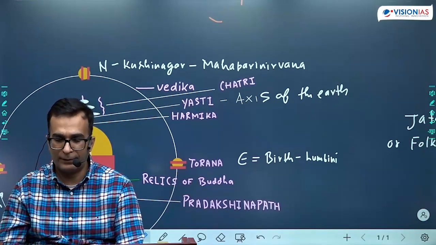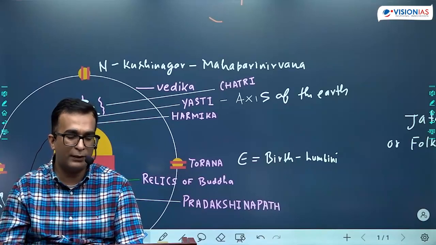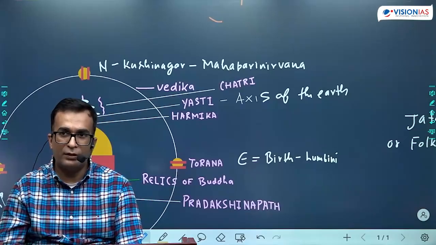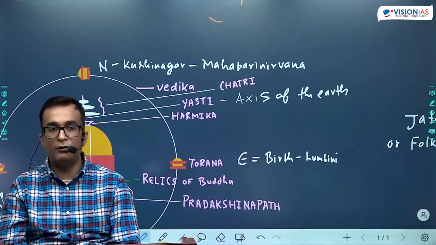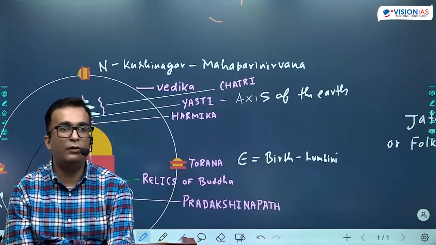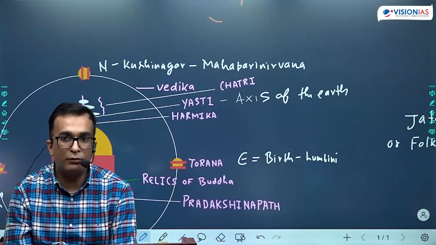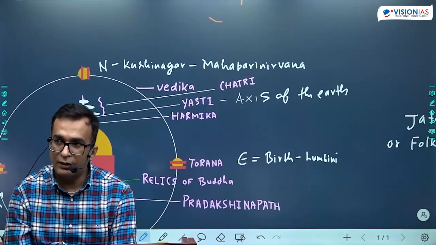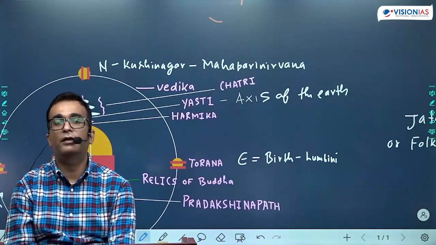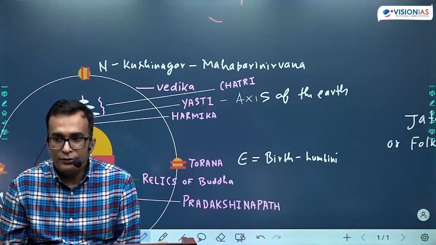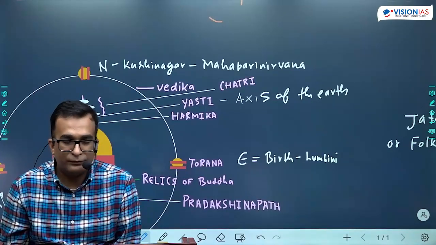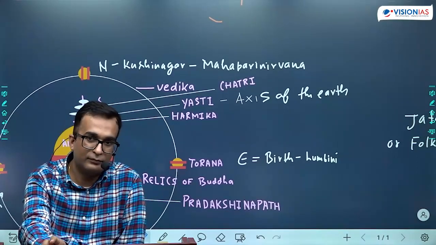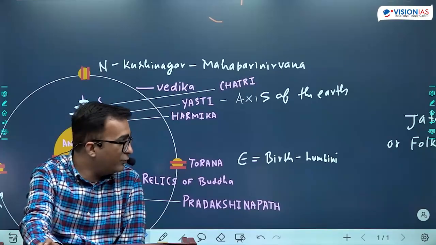Full stop. Moreover, mention after the full stop: Harmika on the top of the semicircular dome represents the most sacred space of the stupa.